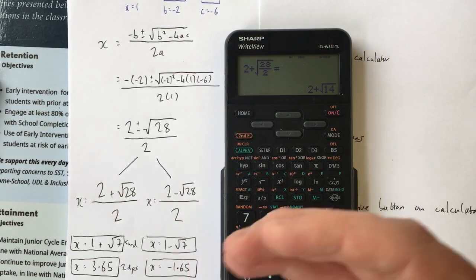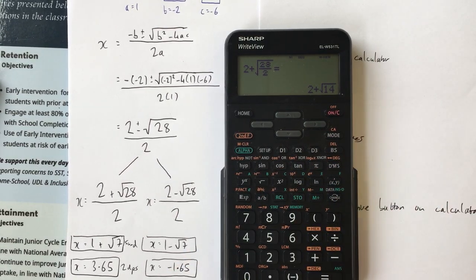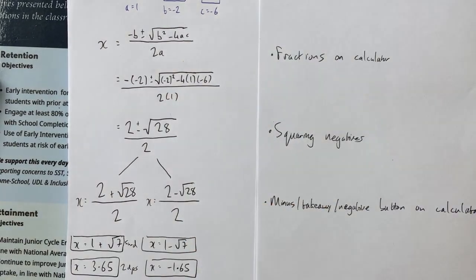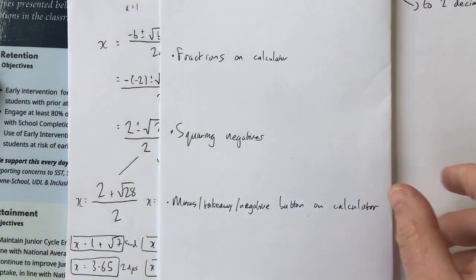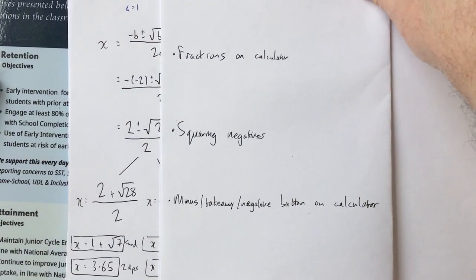I showed you the two ways that you might put that in, in the main video. You tell it it's a fraction first, or you work out the top and bottom separately, which I think is the way to go there. Squaring negatives, I've mentioned already, there's only one way really to get the calculator to give you the right answer there.